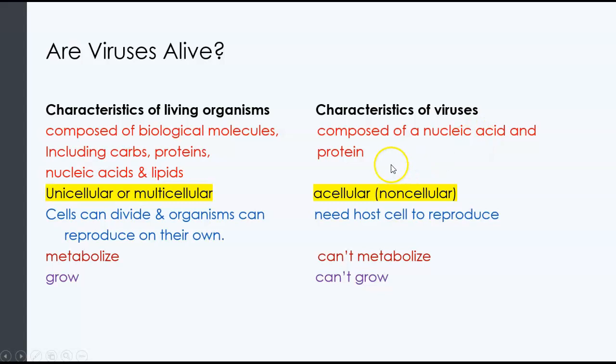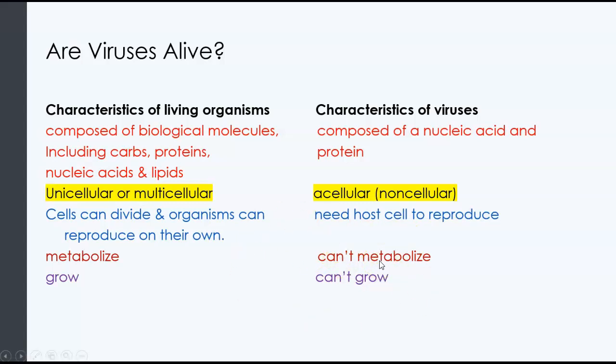Nucleic acid is in the core, and the protein composes the outside of the virus, and the protein kind of encloses the nucleic acid. Now, cells can divide by mitosis or meiosis or both, and organisms can reproduce on their own by mating or asexually, but viruses cannot reproduce without a host cell. Organisms metabolize. Metabolize means they can break down chemicals and they can synthesize their own molecules. Viruses can't do that. Whatever viruses are composed of, they can't change.